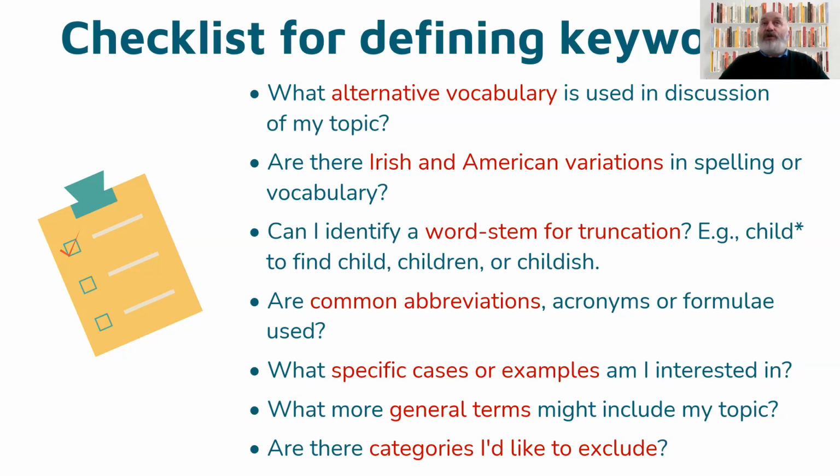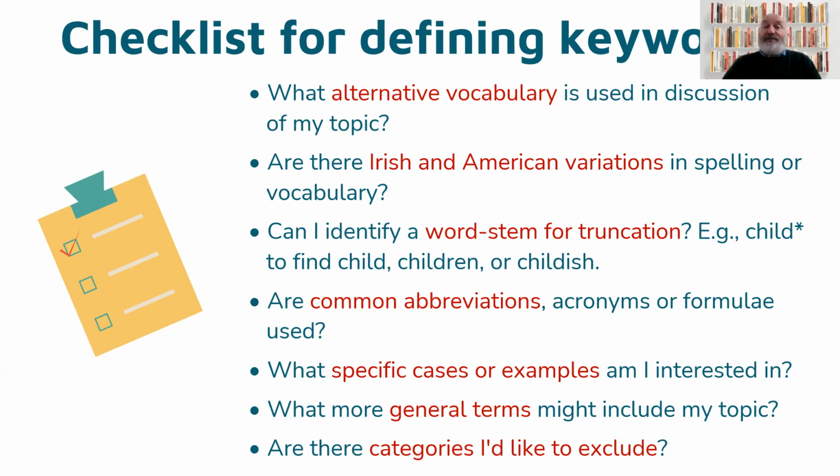You need to look out for words that are spelled slightly differently. This is normally American English or Irish English, but it could also be medical English as well. So words like color, labor, pediatrics. It's the same word, but it could be spelled slightly differently.